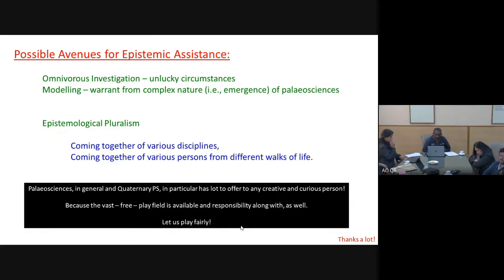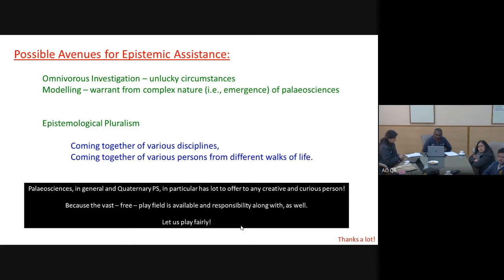So a different interdisciplinary approach, and also including lay persons in our research, helps us address the present and the past better. Okay, so overall, my point is that paleosciences in general, and quaternary paleosciences in particular, have a lot to offer.